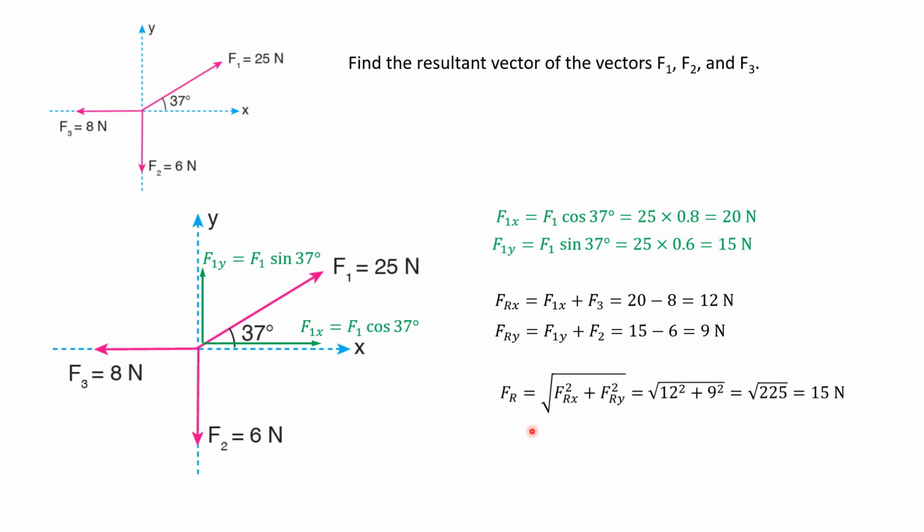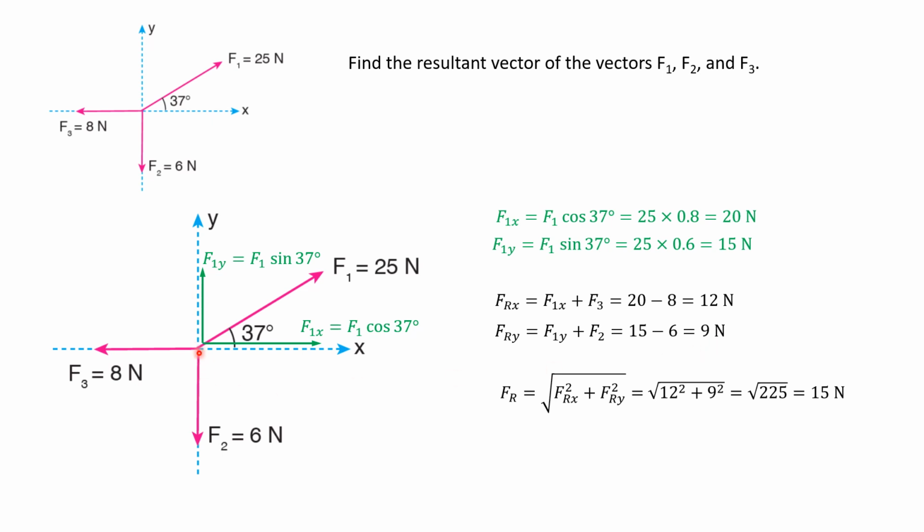Now we're going to find the magnitude of the resultant vector in a similar fashion as we did earlier. We just square its components and add them up because of the Pythagorean relation, right? So you square 12 and then 9 and sum it up, you get 225, which gives 15 newtons. Now, the x component is 12 newtons and the y component is 9 newtons.